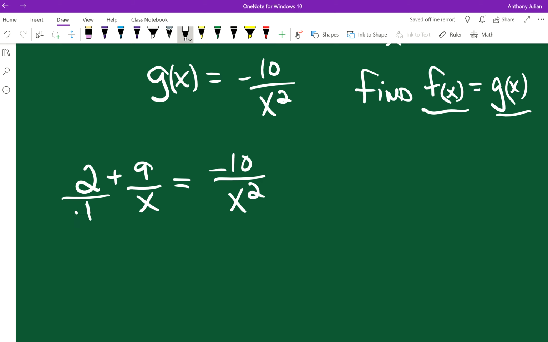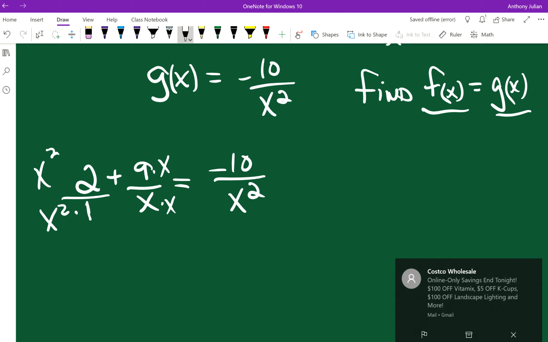So I'll multiply 1 to be x squared, multiply 1 by x squared, top and bottom. The middle term, I'm going to multiply top and bottom by x. And the third one I'm going to leave alone. So the denominators are the same. And it looks like x cannot equal 0 as my answer.